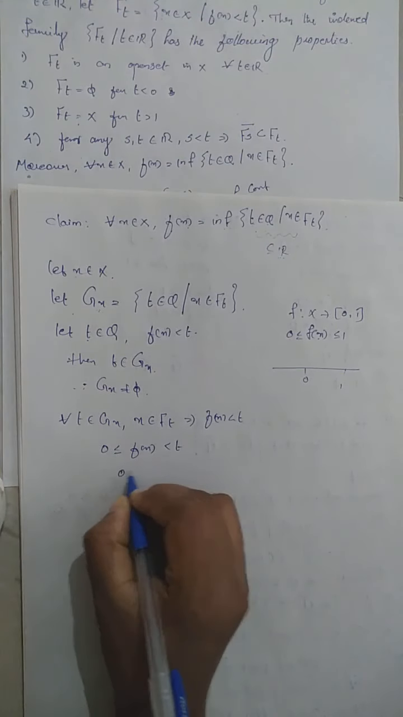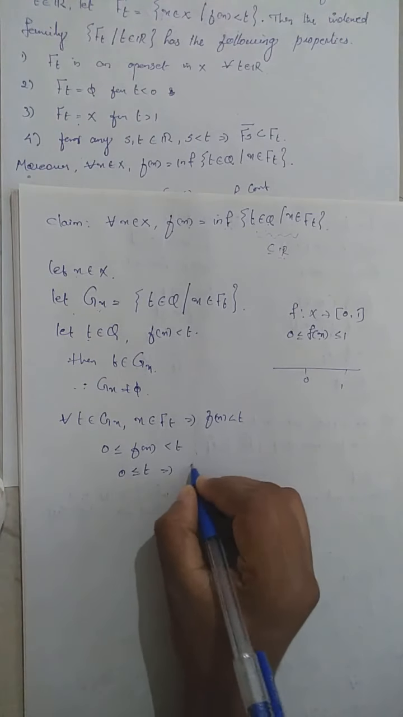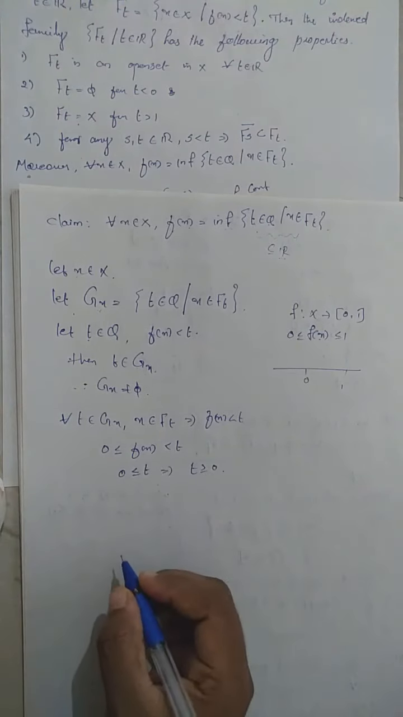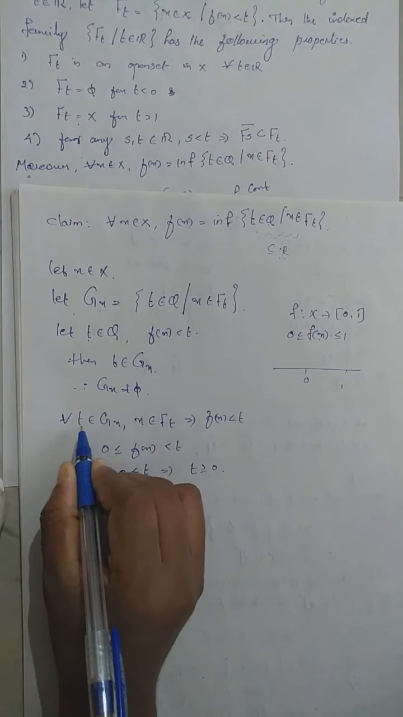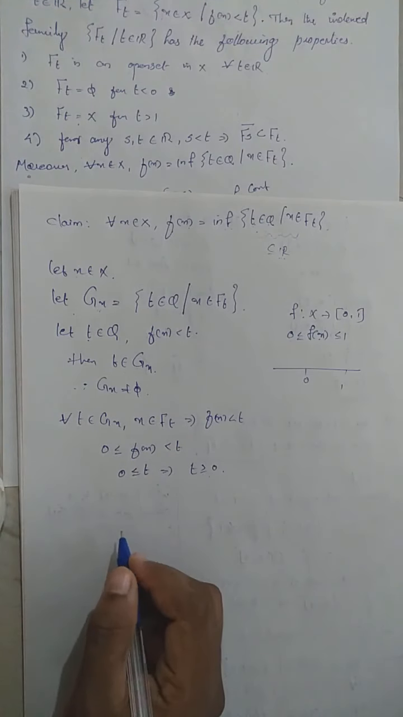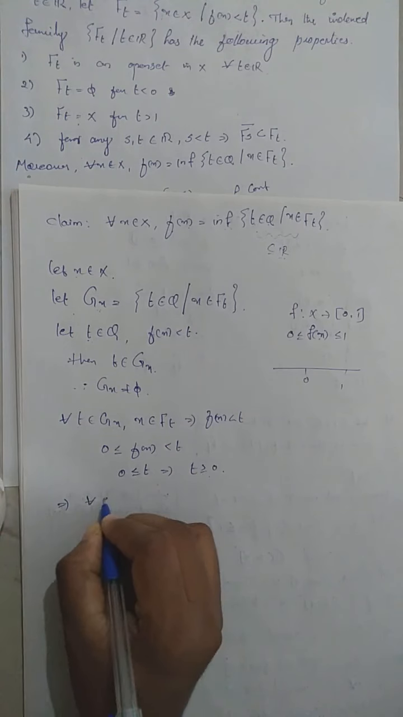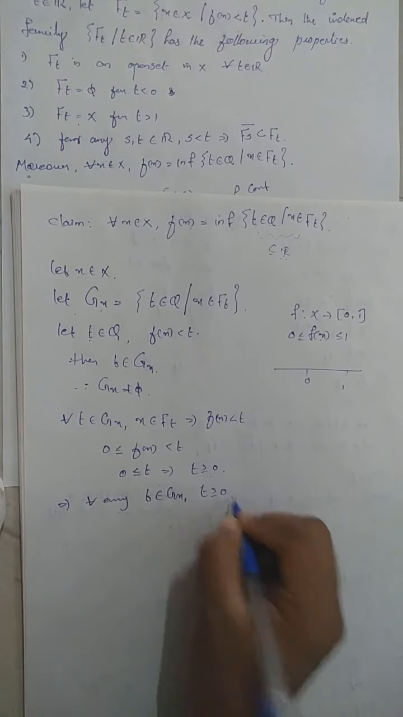So which means 0 is less than or equal to t, or I can say t is greater than or equal to 0. So what it means, when you take a number t belonging to gx, then that t will be greater than or equal to 0, which implies for every t in gx, that t will be greater than or equal to 0.